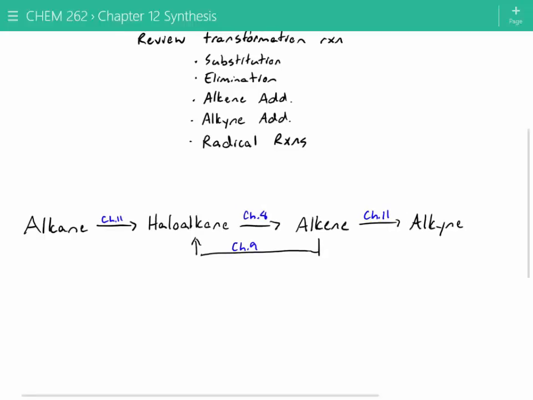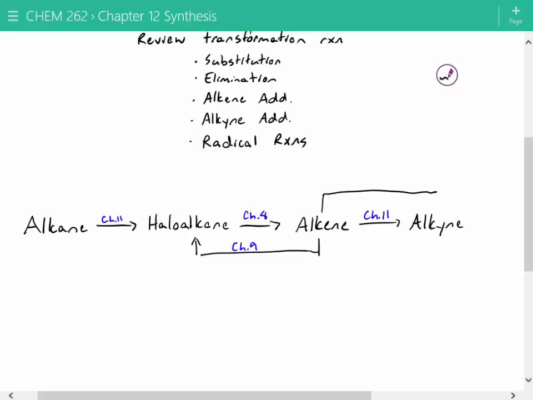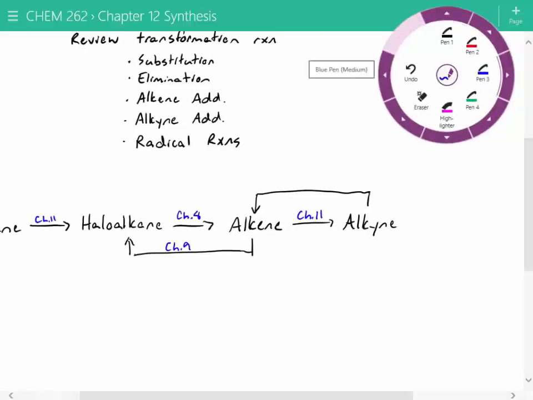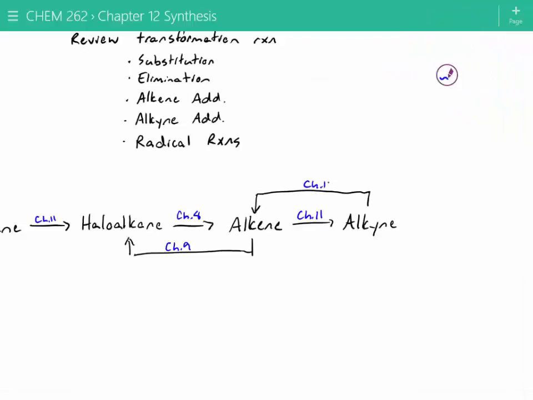We can also go from an alkyne to an alkene. What reagents would we need in order to go from an alkyne to an alkene? Yeah, Lindlar's poison catalyst or dissolving metal reduction. And we saw these in chapter 11.